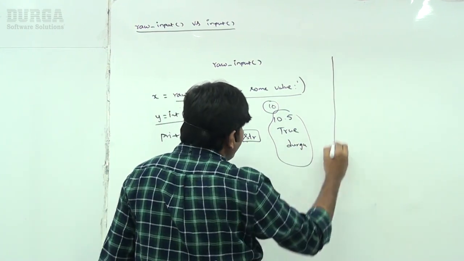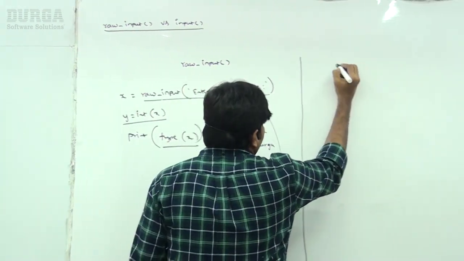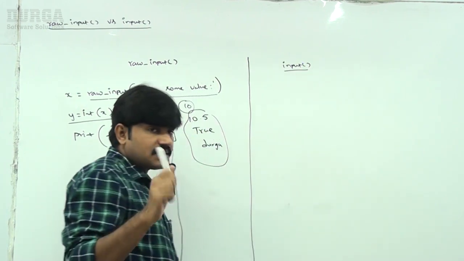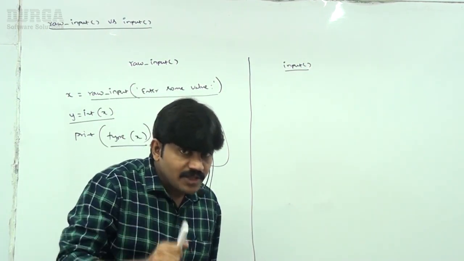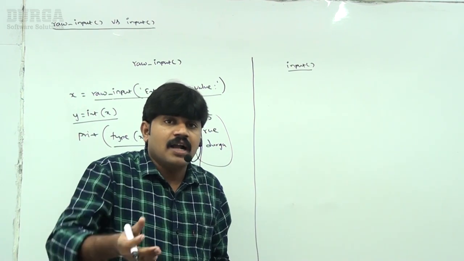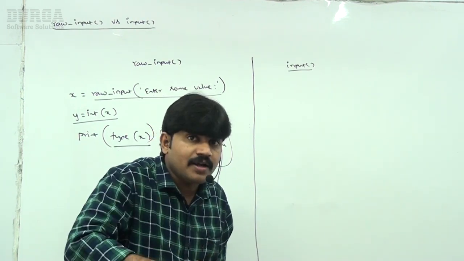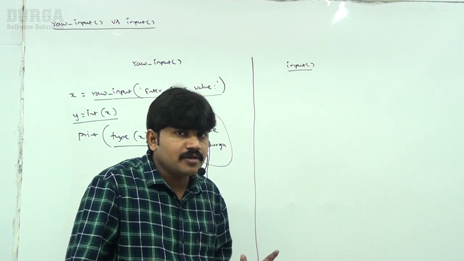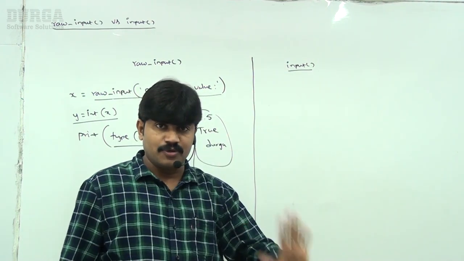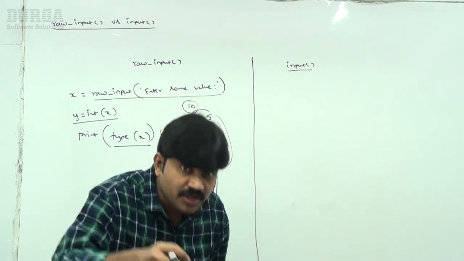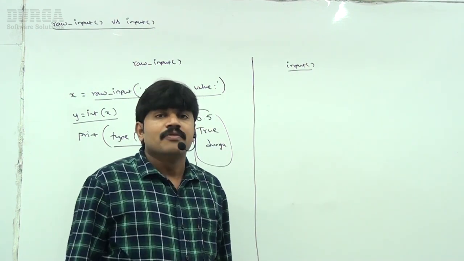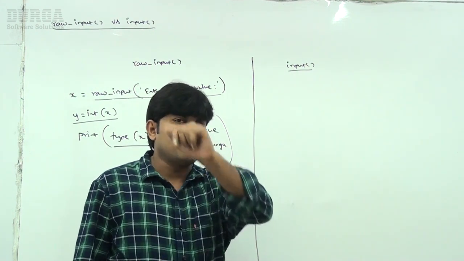Now, what is the next function we have? The input function. This input function is always going to read the data from the end user and provide the type based on the value. If the end user provides an int value, this function provides int type. If the end user provides a string value, it provides string type. We are not required to perform typecasting, sir.